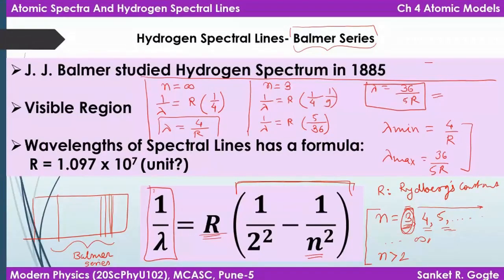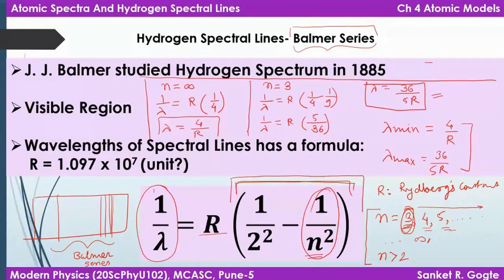Maximum lambda, that means this 1 by lambda should be minimum because it is inverse, right? So for lambda maximum, I need this 1 by lambda to be minimum. Now, when will 1 by lambda be minimum? This R is not going to control any value for 1 by lambda. What is going to control the value of 1 by lambda is this term. That means this term should be maximum possible. The second term, 1 by n square, because it is subtracted, when it is maximum, then we will get the minimum value possible.